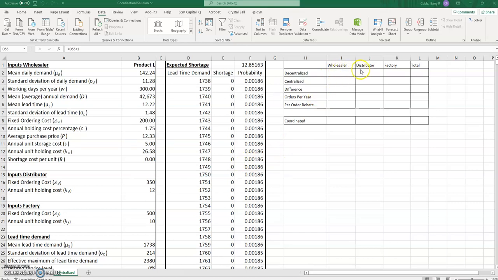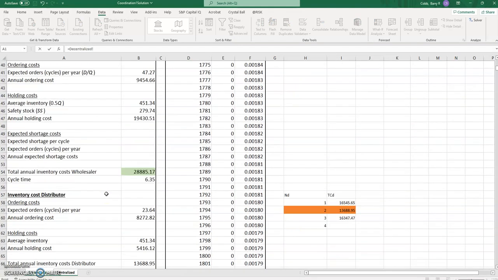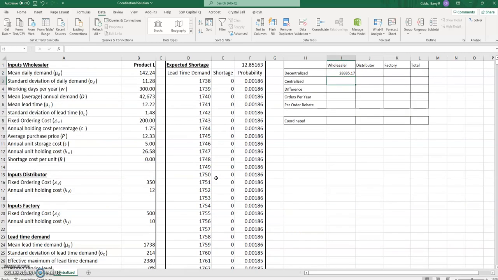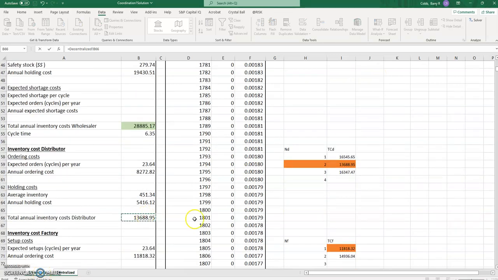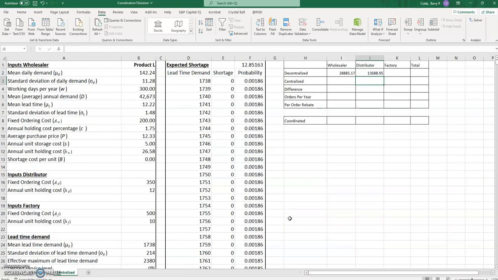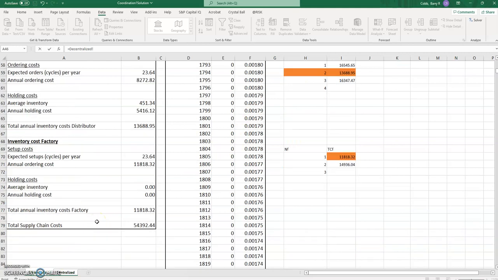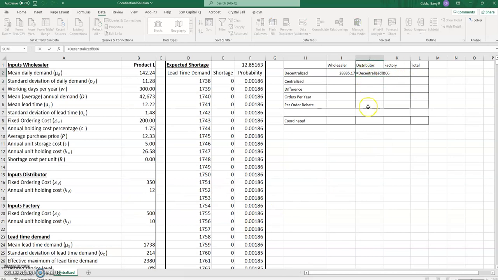We're first going to link up the wholesaler, distributor, and factory costs to the decentralized tab. So if we do that, we'll link up the wholesaler cost, link up the distributor cost, row 66, and link up the factory cost. I'm clicking over to the decentralized tab to find those. So you can see that each of these is a reference to the decentralized tab. Now we'll total those together.